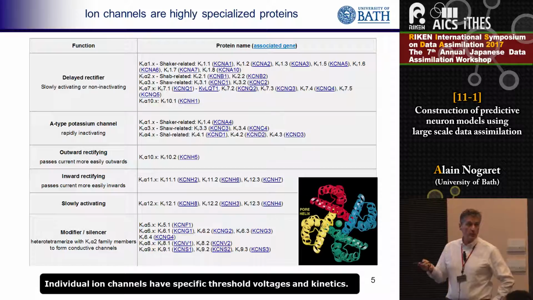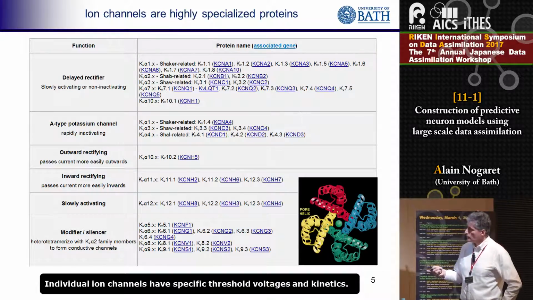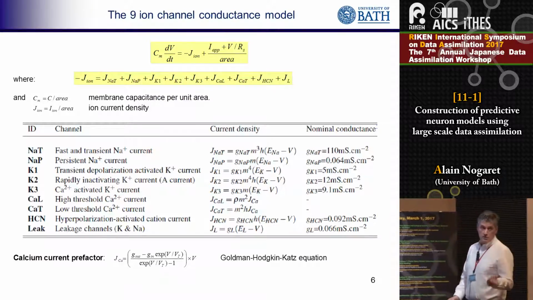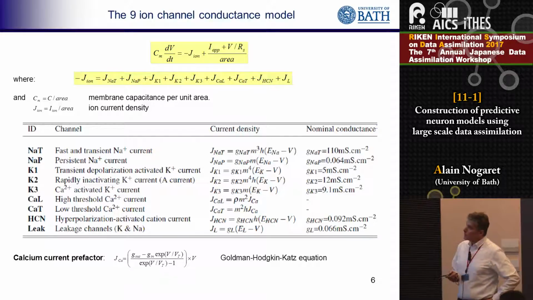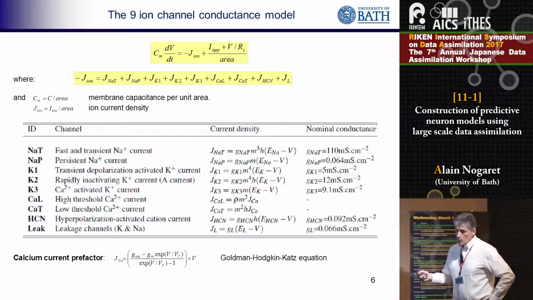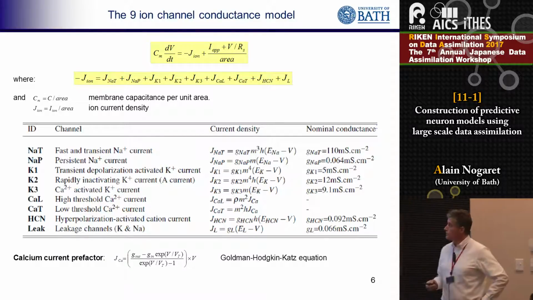So in principle, if you are able to extract the values of this voltage and kinetics, you are able to know which ion channel is active in the neuron. This is one of the purposes of data assimilation, to be able to sequence the ion channels in the neuron from electrophysiological measurement. You've seen that there are many potassium channels. There are also quite a lot of sodium channels.